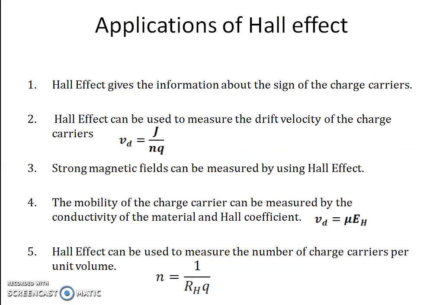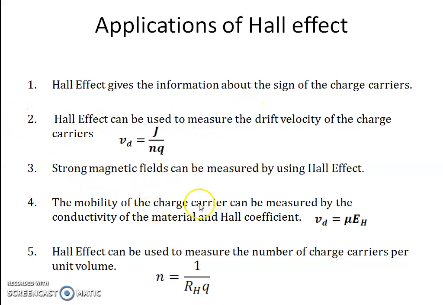What all can we know from this Hall effect? From the sign itself, we can know the sign of the charge carrier, whether it's N-type or P-type. If it's negative, it's N-type; positive means P-type. The Hall effect can be used to measure the drift velocity. If you know the concentration and charge, and you know the current density, you can find out the drift velocity. If you know the R_H value, you can just substitute the current density and other quantities, and you will get the B value.